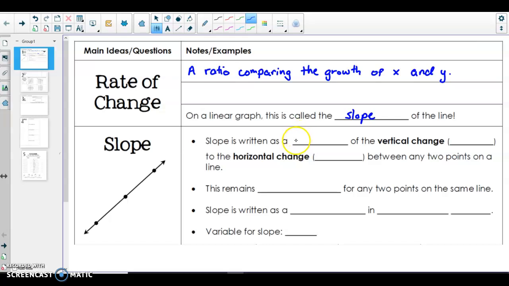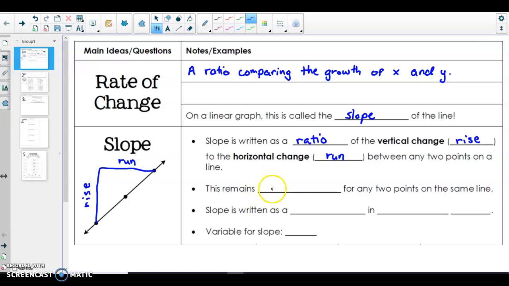Slope is always written as, here's the word ratio again, a ratio of the vertical change, which we call the rise, versus the horizontal change, which is the run on our graph. So on my slope, when I look at my line, my rise is going to be this vertical piece right here. See how my sideways writing is doing today. So great. Versus my run, which is side to side.